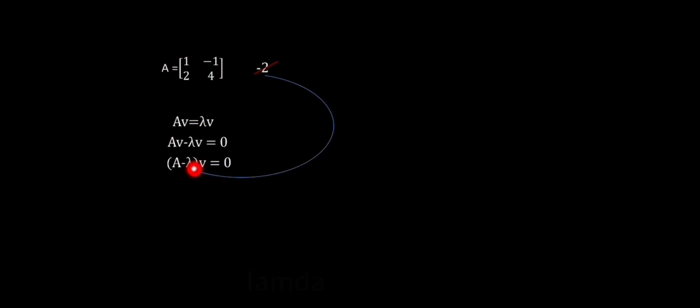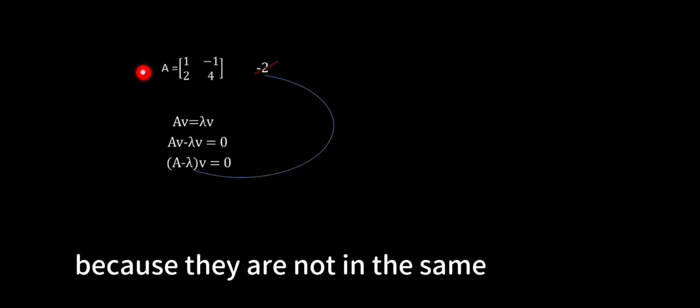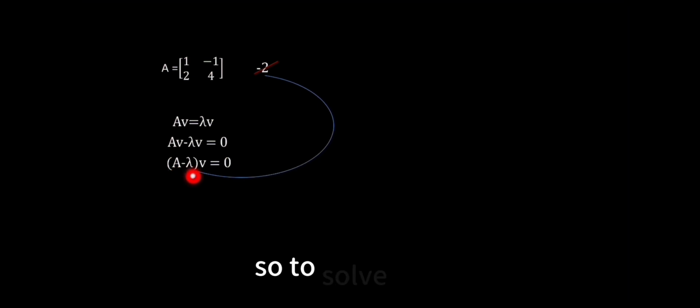As you can see, this lambda is a scalar, which means a whole number. It can be 1, -1, +2, or -3. But we cannot subtract it from our matrix because they are not in the same dimension. So to solve that, we must make our lambda, our scalar, be in the same dimension as our matrix, which means we need to make this one a 2 by 2 also.